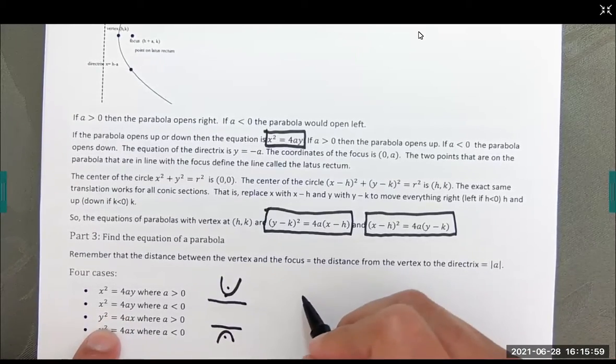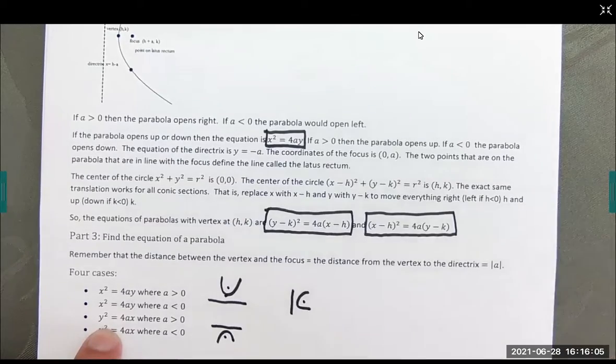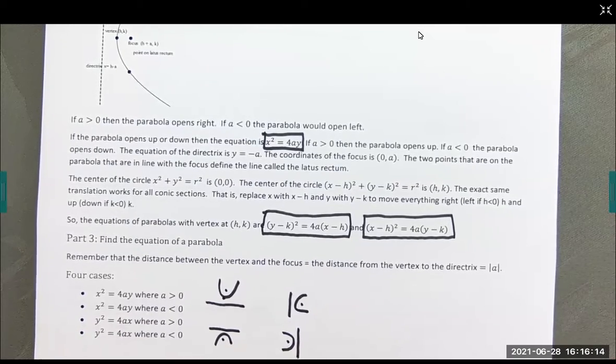This case here is going to be where A is positive. This is going to be to the right here, but focus here, directrix there. When A is negative, it's going to be going this way, focus there, directrix there. Right.